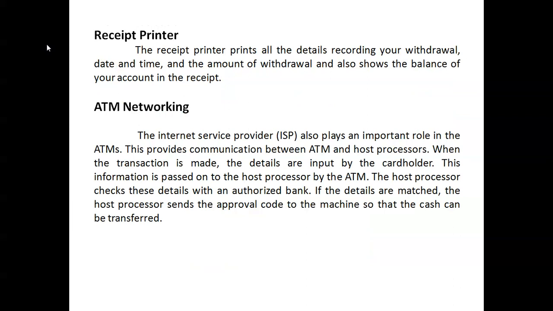And receipt to printer. So receipt to printer shows the withdraw date and time and the amount withdrawn. Also it shows the balance on your receipt. ATM networking: internet service provider. That is used for connecting to the internet. So through the internet it can access the main server.